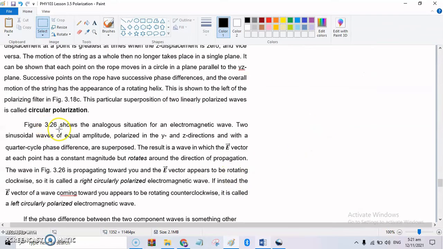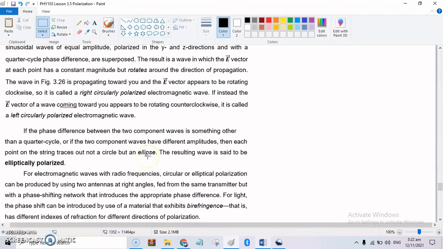Figure 3.26 shows the analogous situation for an electromagnetic wave. Two sinusoidal waves of equal amplitude, polarized in the y and z directions with a quarter cycle phase difference, are superposed.